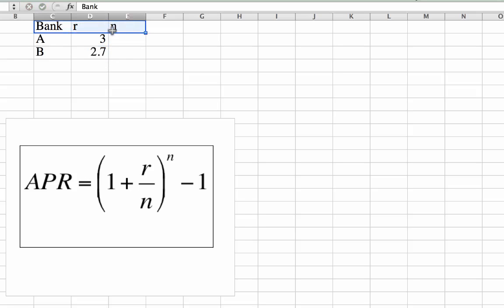So we have our rates, which are 3% for Bank A, 2.7% for Bank B, and our compounded period is twice a year for Bank A and 365 days for Bank B. So we'll just put that into our formula for the APR.